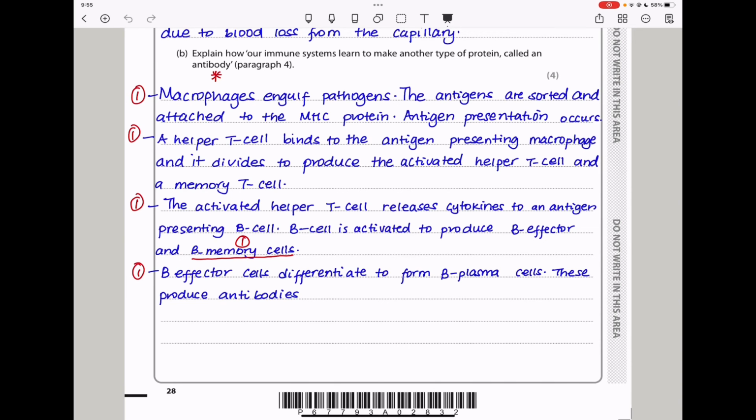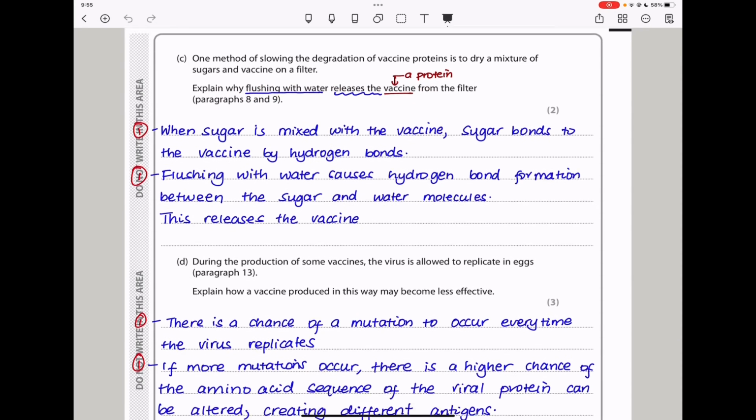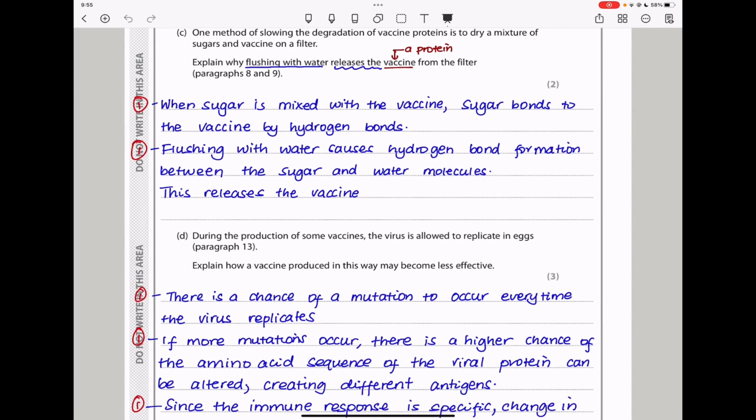So let's move on. Here they say one method of slowing the degradation of vaccine protein is to dry a mixture of sugar and vaccine on a filter. Explain why flushing with water releases the vaccine from the filter. They want you to refer to paragraph 8 and paragraph 9. And again, the key thing is we need to know the vaccine is a protein.